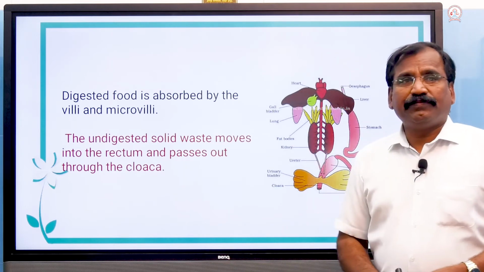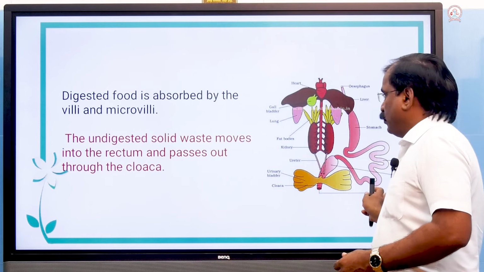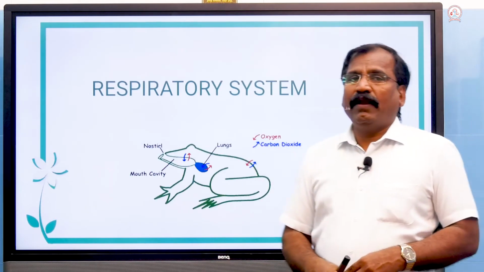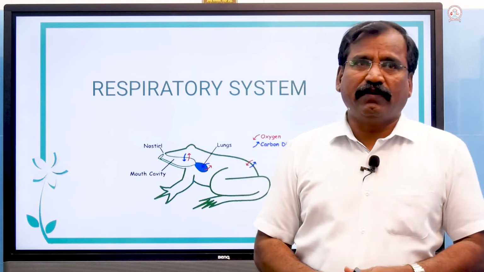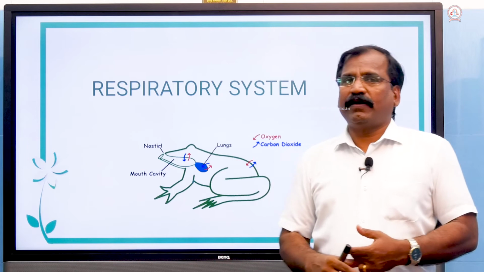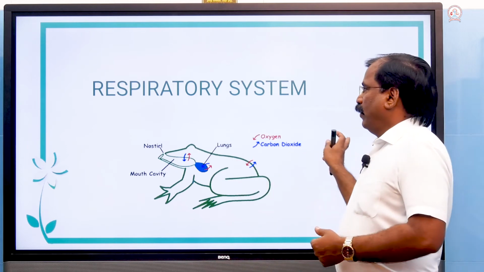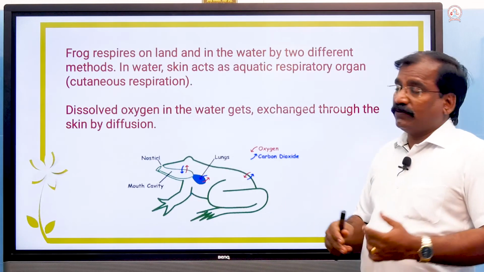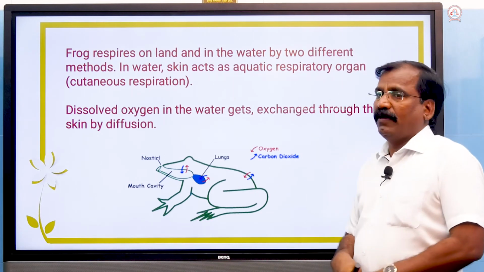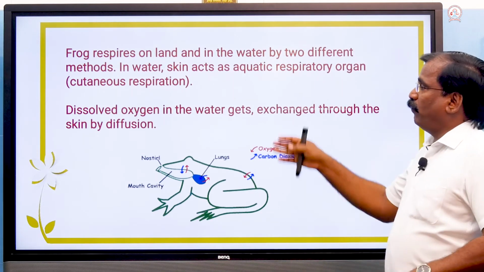Okay, that's all. Then the digestive system, I hope you all have understood. Okay, the next system is the respiratory system. So we are going to discuss the unique feature of the respiratory system of the frog.